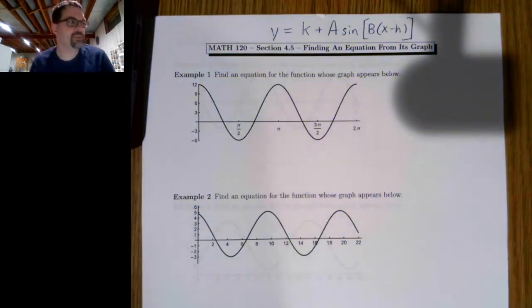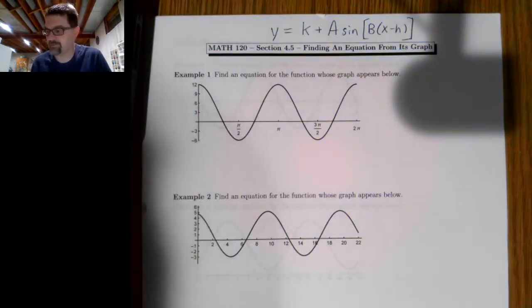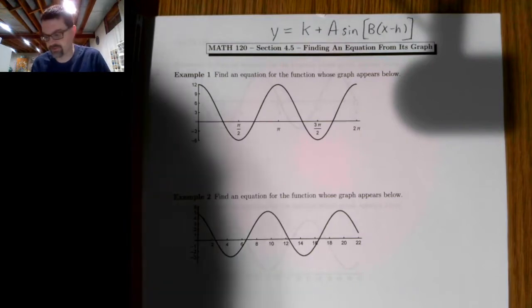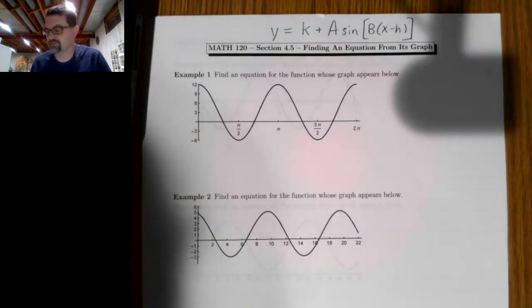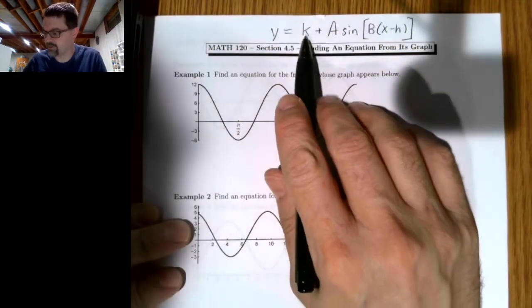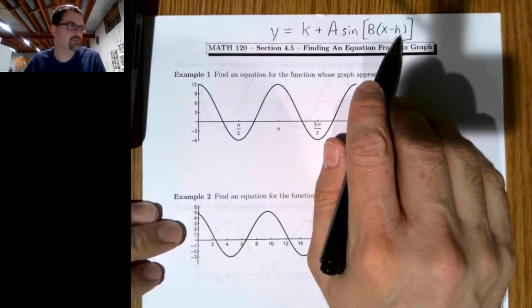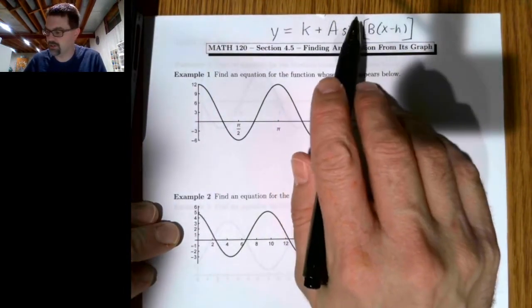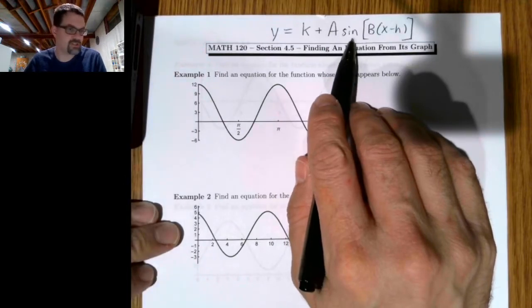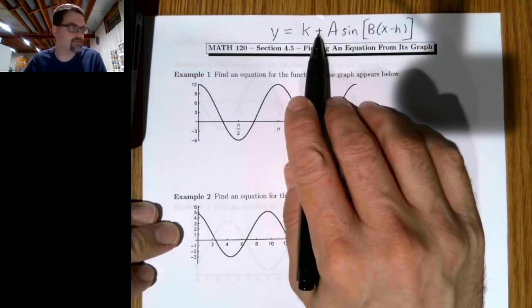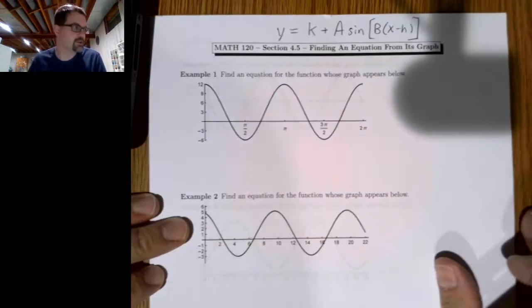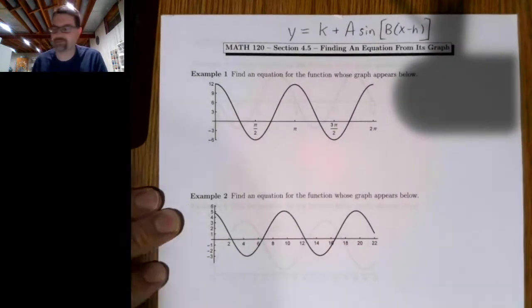All right. So it may sound like a lot, but to some extent, a lot of it goes fast too. There's 6 things to figure out here. 4 letters, K and A and B and H. Then also, what trig function, sine or cosine, and plus or minus in the middle here. So we're going to simply look at these graphs and from there figure out what's going on.